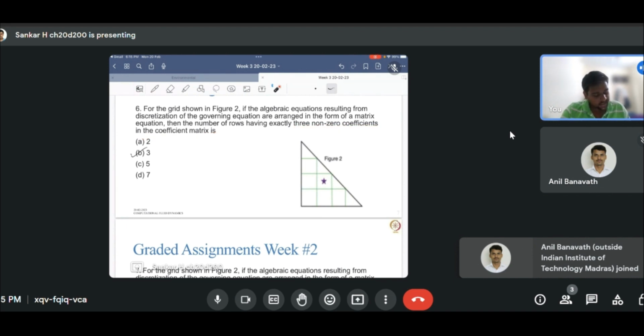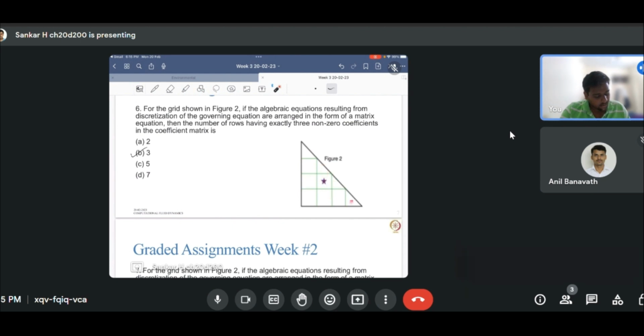And when we discretize any other equation, we'll have to deal with either 5 or only one other element, or I guess only these two options would be there. So the correct answer is it will be exactly 3. 1, 2 and 3.